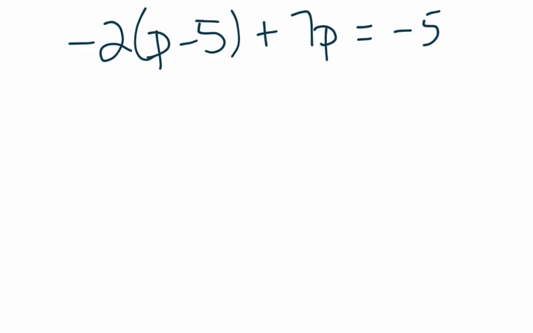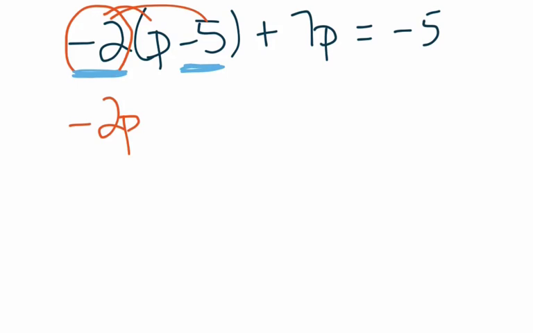You're going to distribute that -2. So this -2 is going to get multiplied here. So we're going to get -2p. Alright, this is a little tricky. This is -2 times -5. So in your calculator, take -2 times -5, and you should get positive 10. And that could trip you up if you didn't catch that.